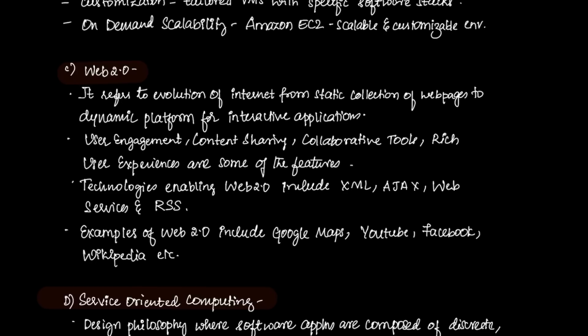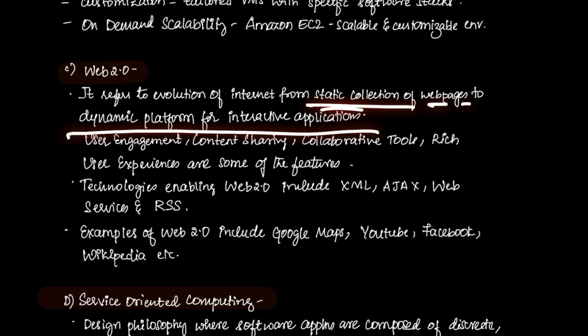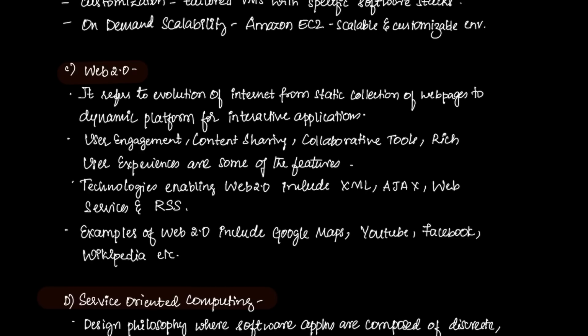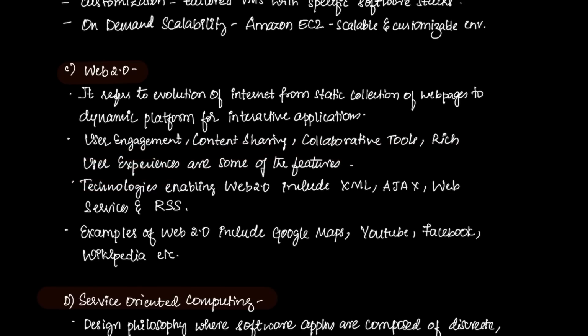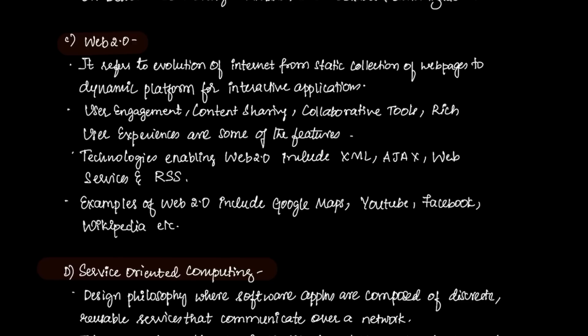So this is the evolution of the internet from a static collection of web pages to a dynamic platform for interactive applications. It emphasizes user engagement, content sharing, collaboration tools, and rich user experience as some of its features. The rise of Web 2.0 has influenced cloud computing by increasing interactivity. That is, Web 2.0 helps to become more interactive and user-centric applications.